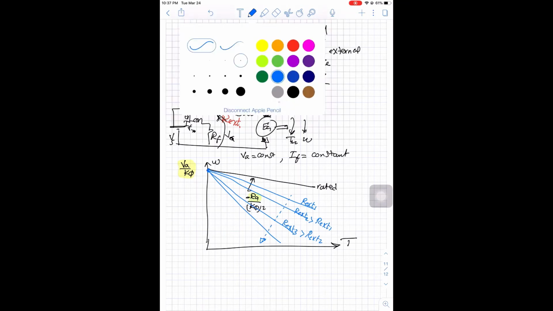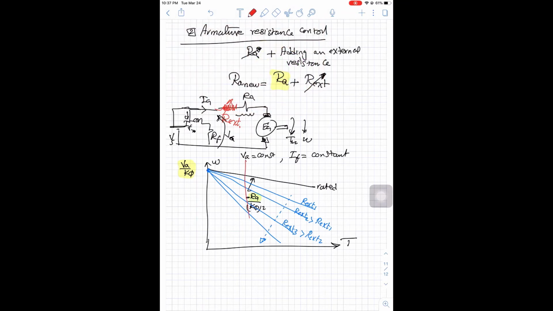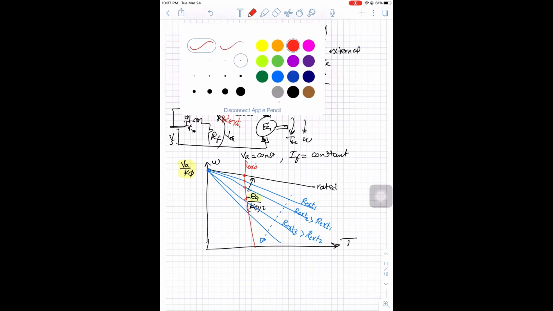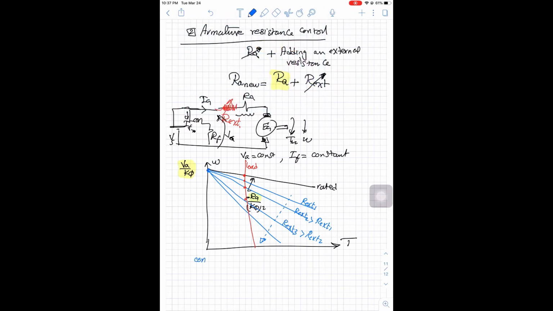And if we sketch the load curve here, this is the load, you can see actually you are reducing the speed. So this technique can control the speed below rated. Why? Because this is the rated speed. So your control range will be from 0 up to N rated. But the problem is you are increasing losses. So your losses are going up.